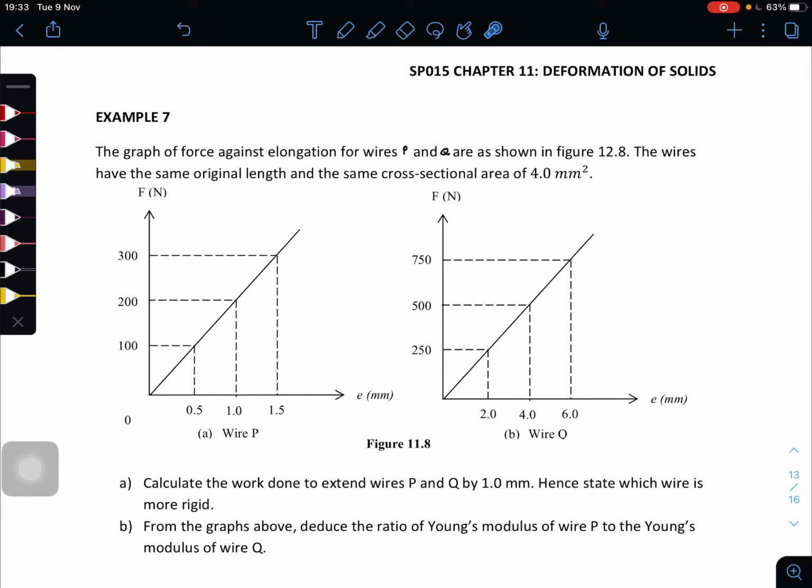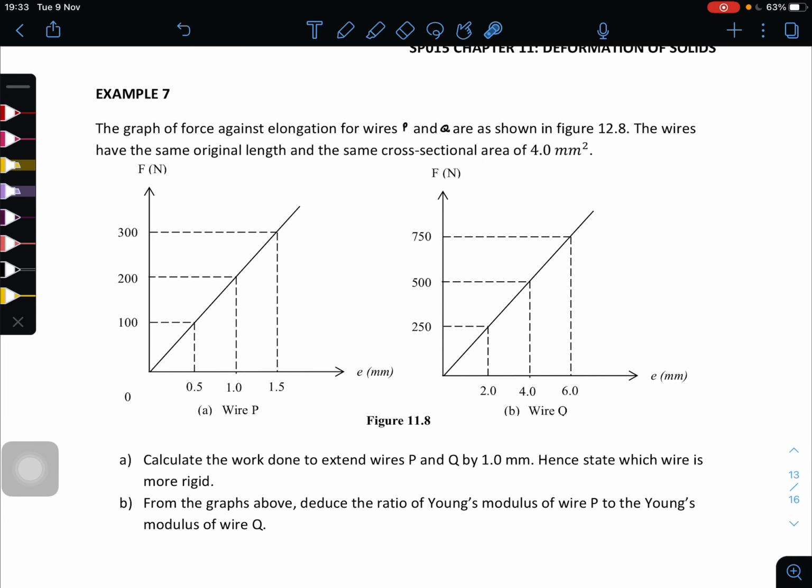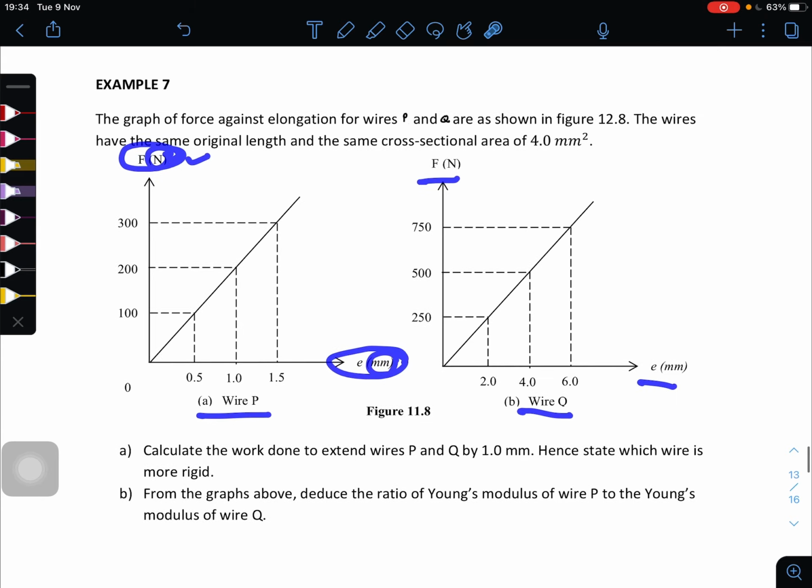Okay, last one, example 7. The graph of force against elongation for wires P and Q are shown in figure. The wires have the same original length and the same cross-sectional area of 4 mm square. Okay, we are given a graph of force against elongation. So the force here is in Newton and elongation is in millimeter. So sama untuk kedua-dua wire P and Q.